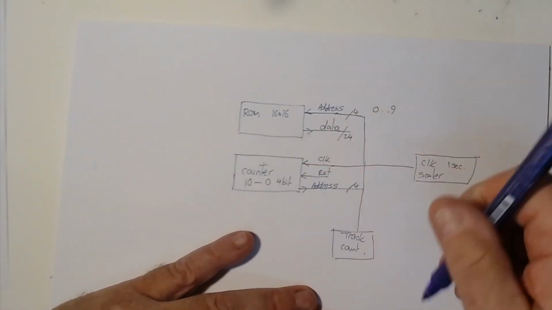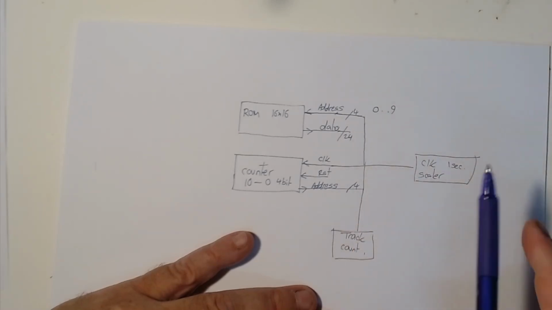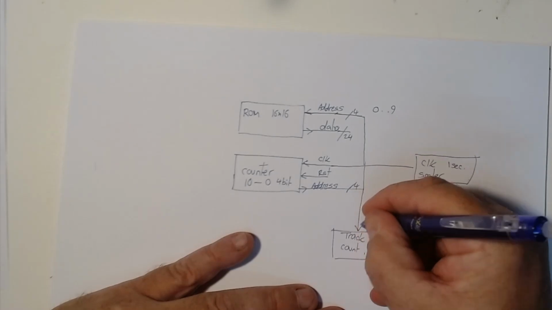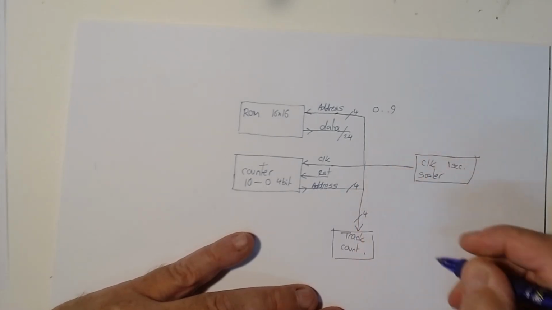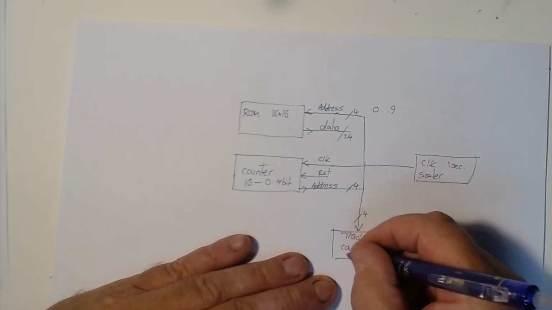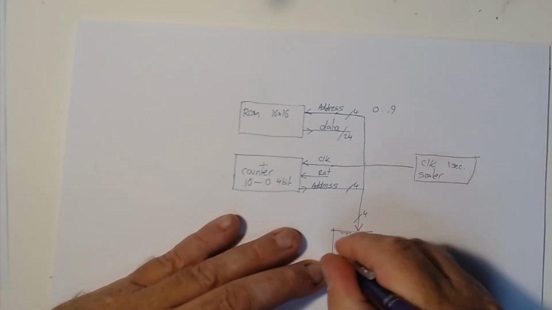So that gets the ROM, we track the count, so that's going in that direction, and that's a /4. Okay, so we then need to do some ifs. Let's make this box a bit bigger.